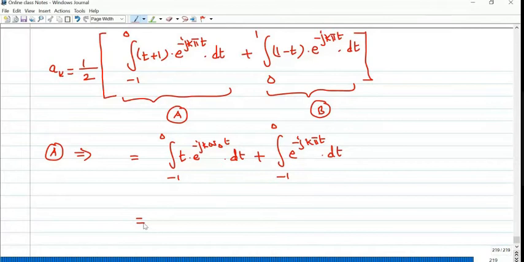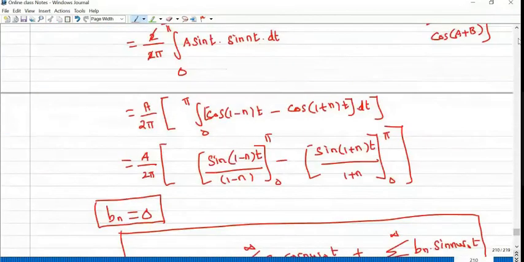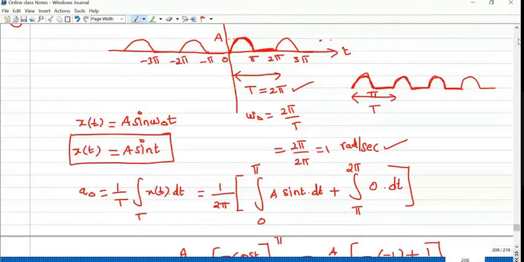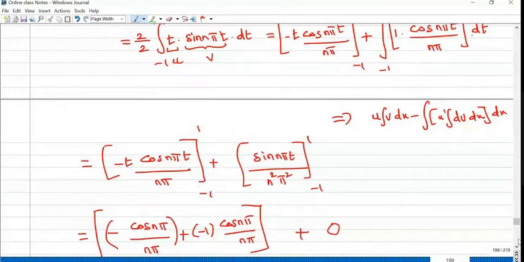Okay. Or 1 plus t. Okay. So now UV formula. This is U, this is V. So integration of UV dx. So U integration V, last class. Okay. U integration V dx minus integration of U dash and integration dV dx.